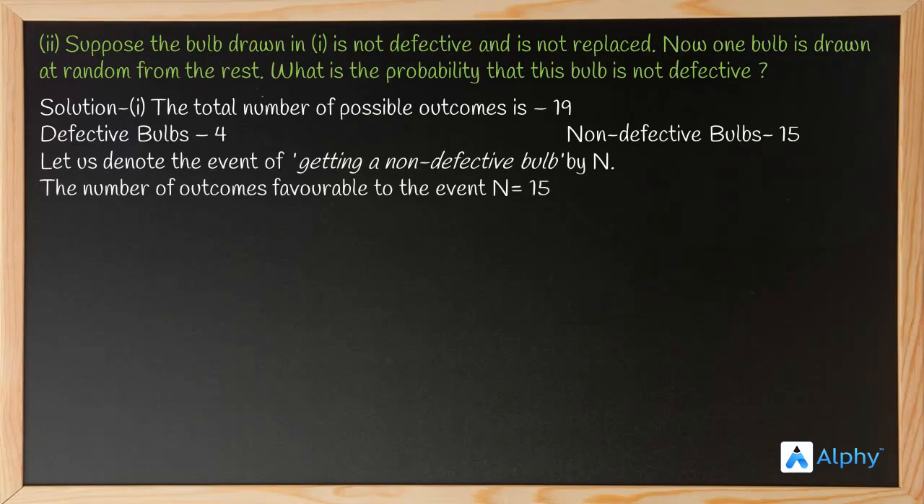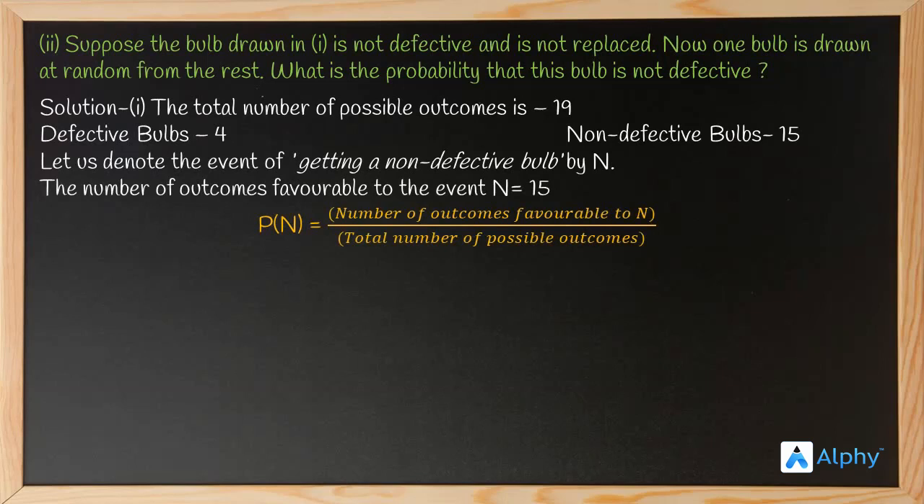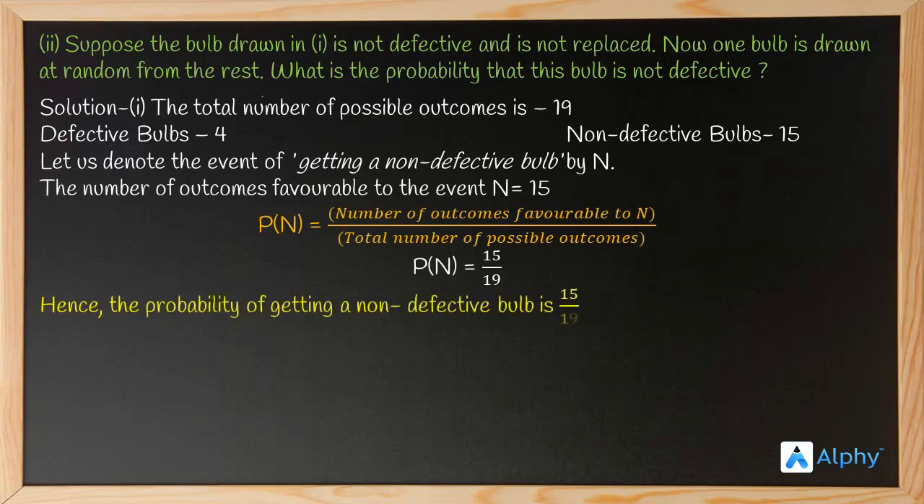The formula for finding probability will be P of N is equal to number of outcomes favorable to N by total number of possible outcomes. The number of outcomes favorable to N is 15 and the total number of possible outcomes is 19. Therefore, P of N will be 15 by 19. Let's report our answer. Hence, the probability of getting a non-defective bulb is 15 by 19. This sums up our question.